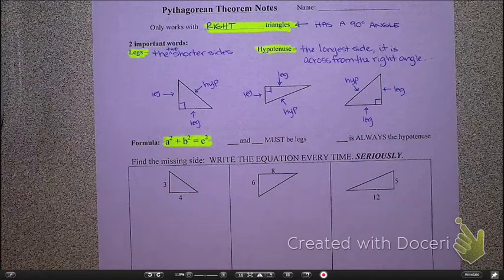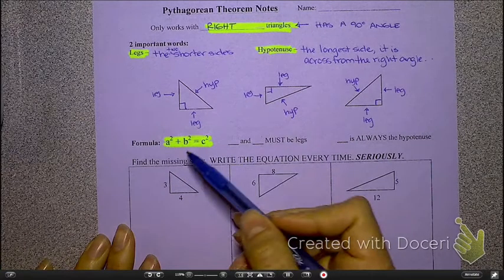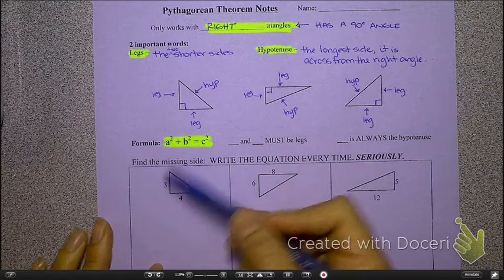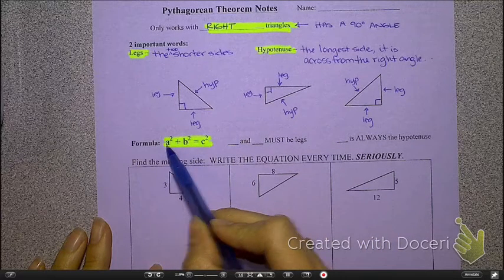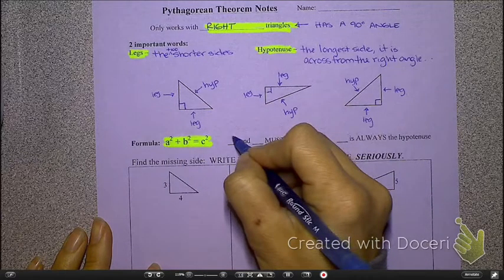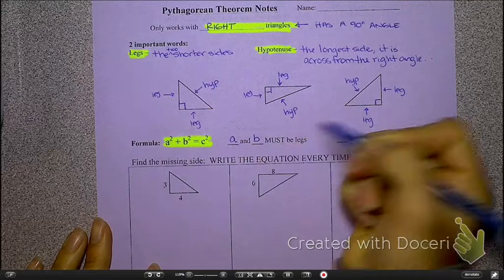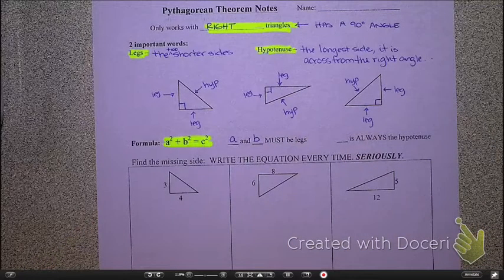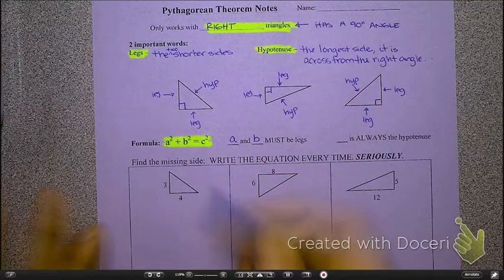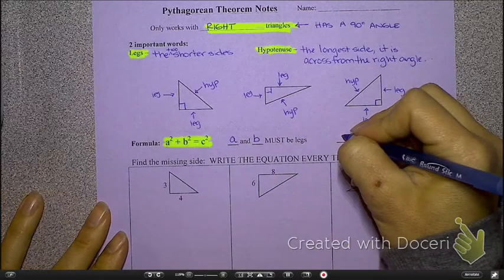Okay, now, in the formula, there's a spot to plug in the length of two of the legs and a spot for plugging in the hypotenuse. So these two, the A and the B, are always going to be the values of the legs. Those represent the length of the legs. The C is representing the hypotenuse.